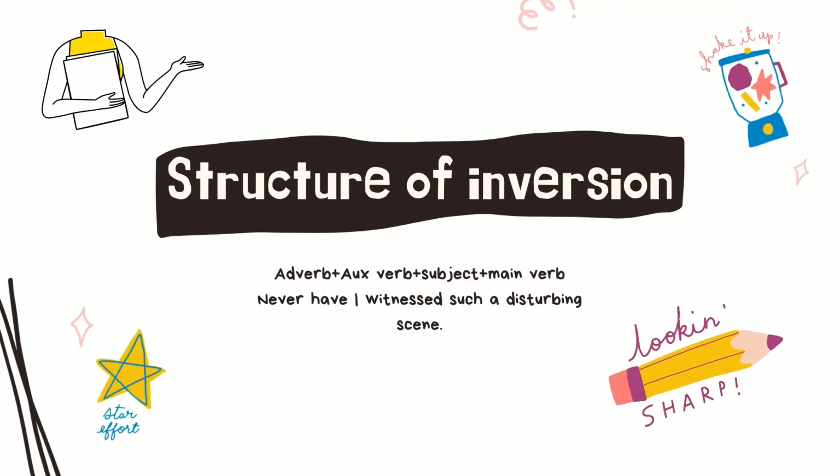Never is my adverb. Have is the auxiliary verb. I is the subject. And witnessed is my main verb. And the rest of the sentence is the complement, of course. So, the sentence will be like this: Never have I witnessed such a disturbing scene.